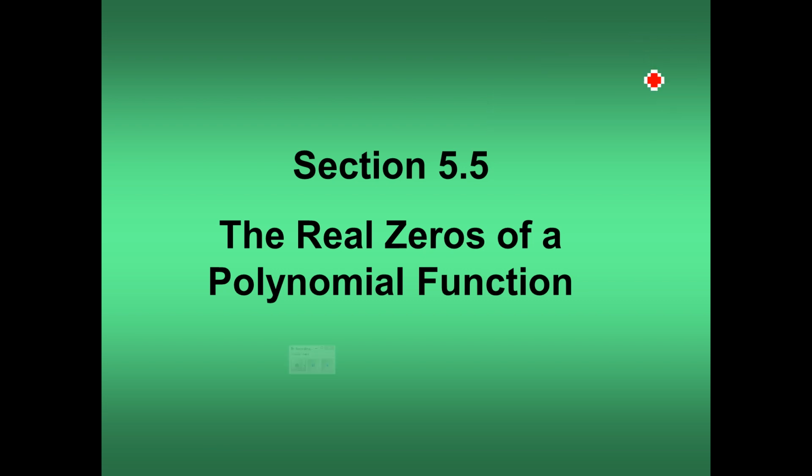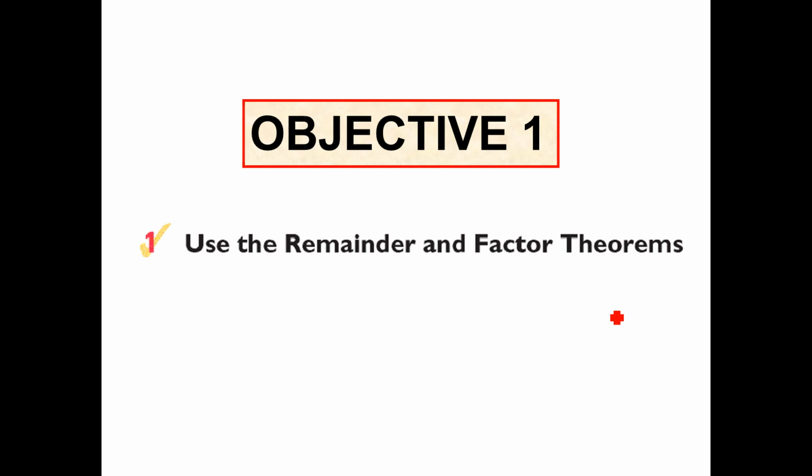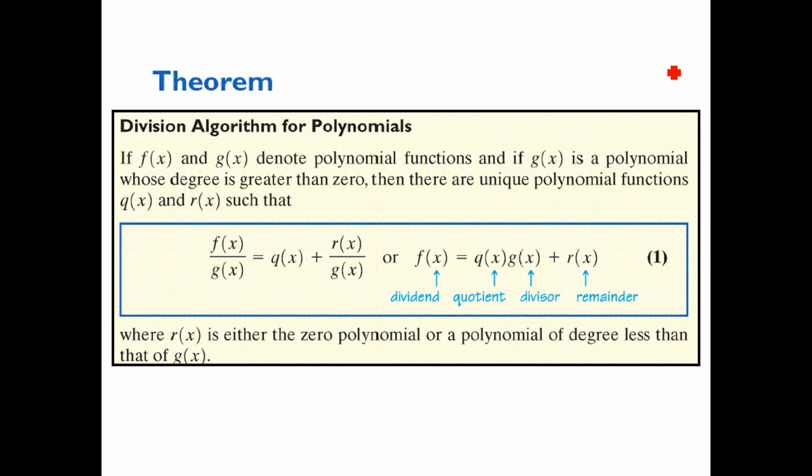Alright, let's get started here with section 5.5, the real zeros of a polynomial function. So, the first thing we're going to do is use the remainder and factor theorems.